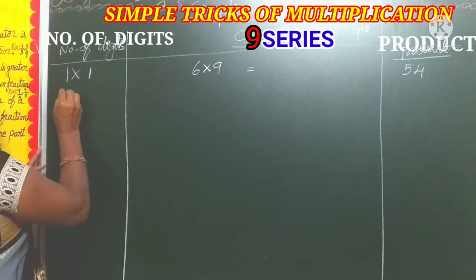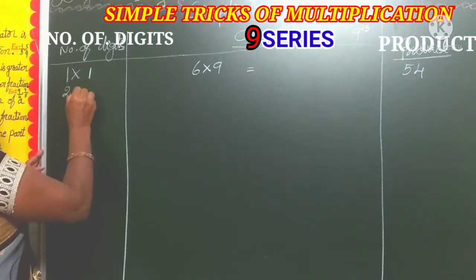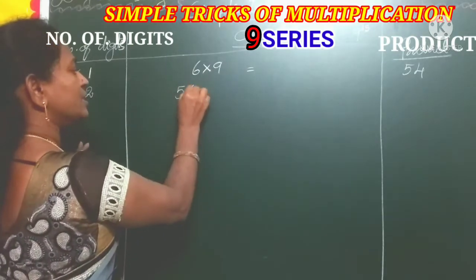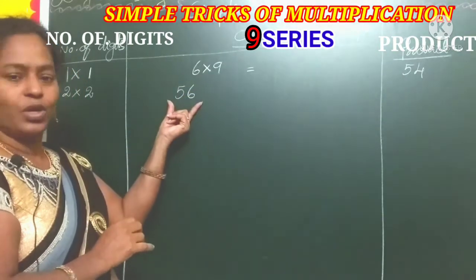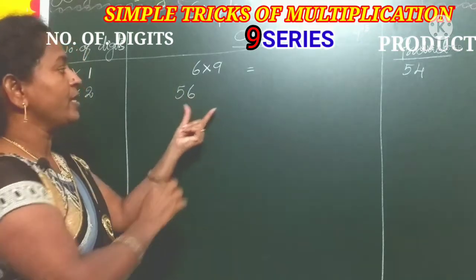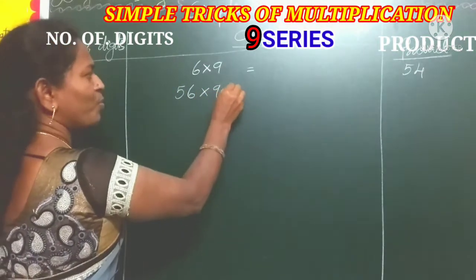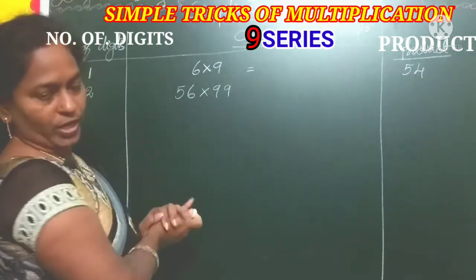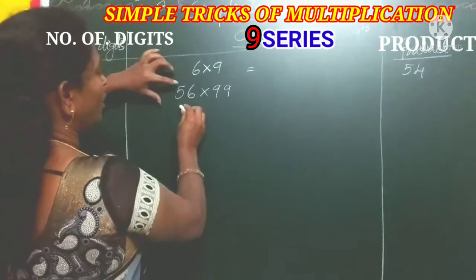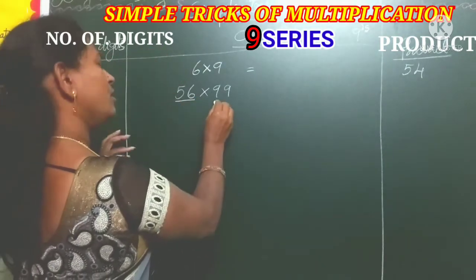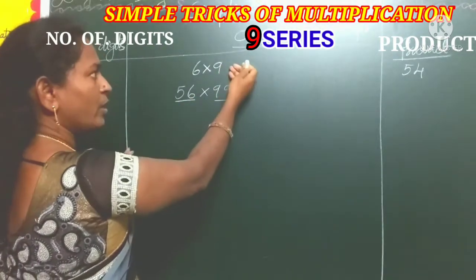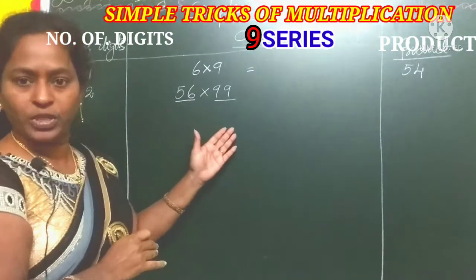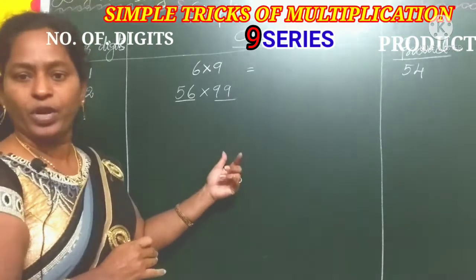Let us see a 2 digit number. 2 into 2 digit number. For any 2 digit number, say 56, you can take 2 nines. This is the operation, yes or no? This is very important. Here 56 is there, and 99, you can do the operation. So 2 digits means 2 nines, 3 digits means 3 nines, 4 digits means 4 nines.